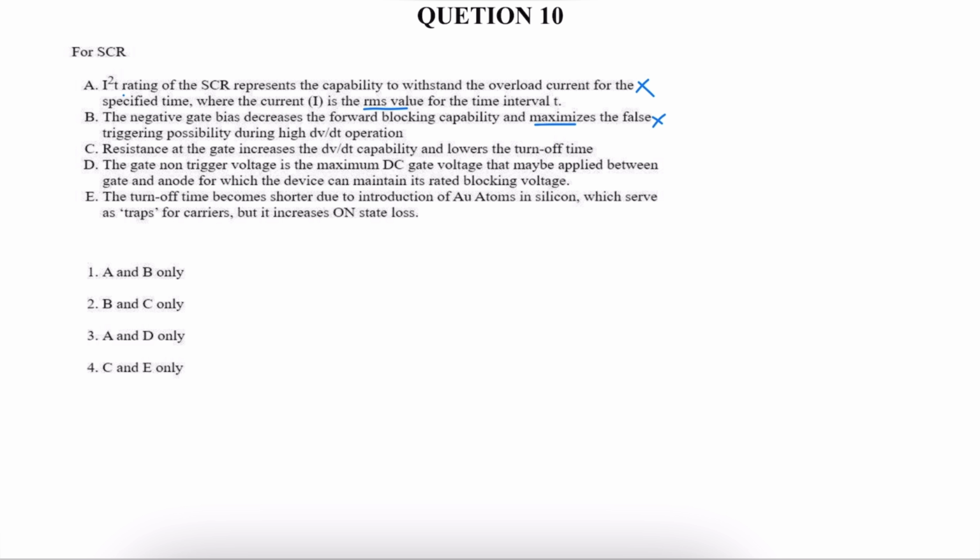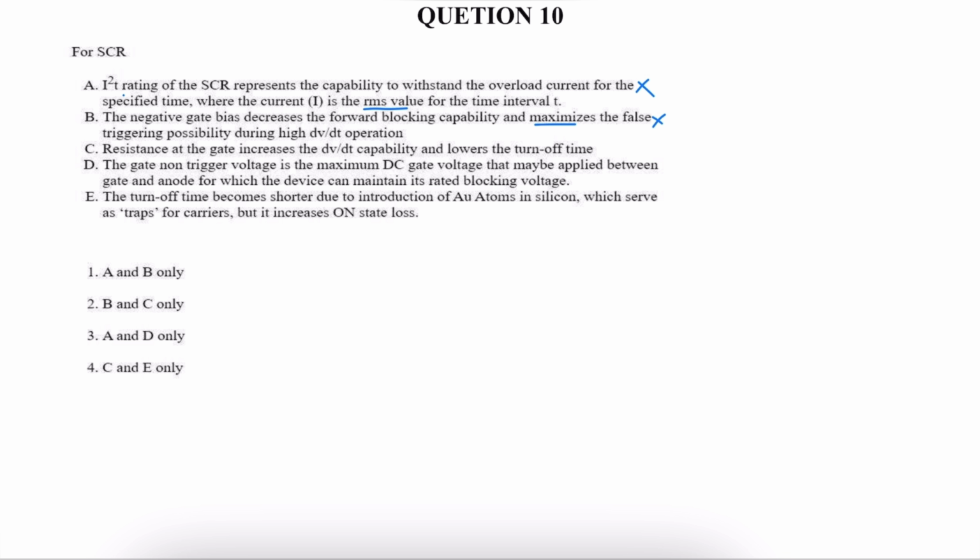The negative gate bias applied to SCR can decrease the forward blocking capability, reducing the effectiveness of device internal junctions in maintaining a blocking state, and negative gate bias minimizes the risk of false triggering during high dV by dt conditions. Next, statement 3.